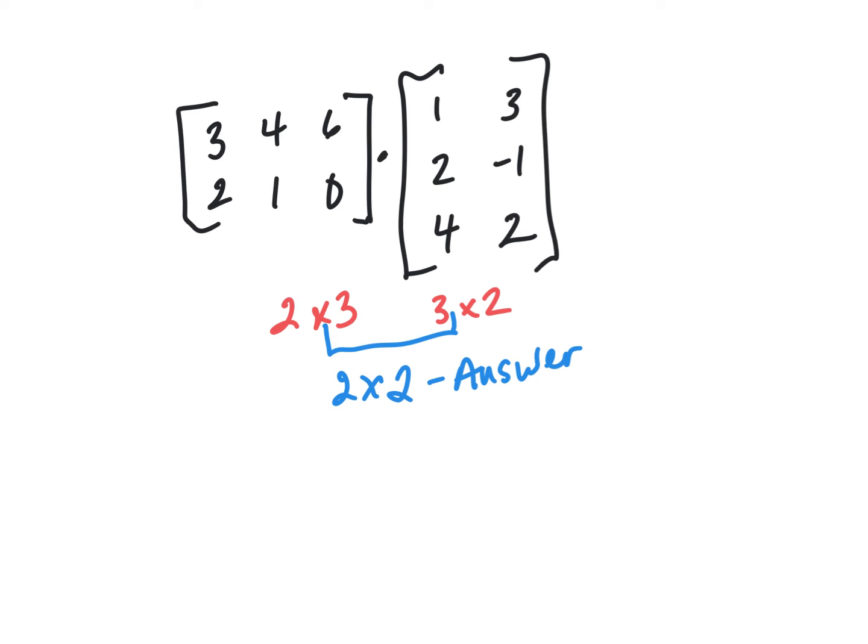We're going to add all of those together. So let's do that in our heads. 3 times 1 is 3. 8, so 3 plus 8 is 11. Plus 24 is 35. Okay.